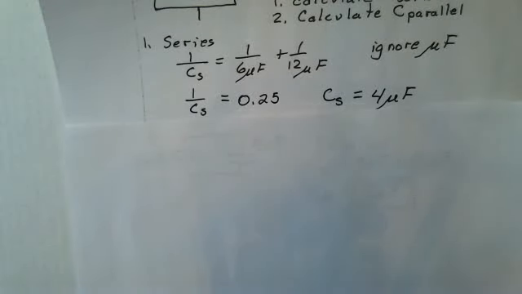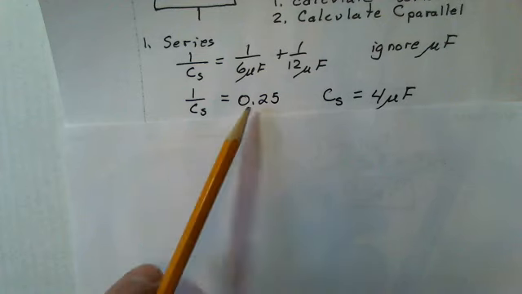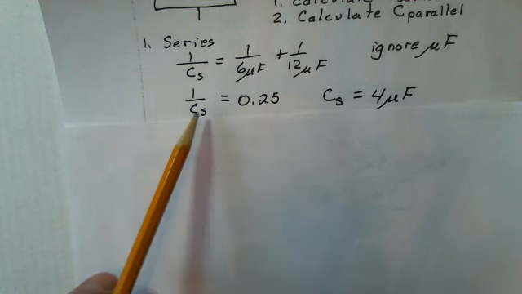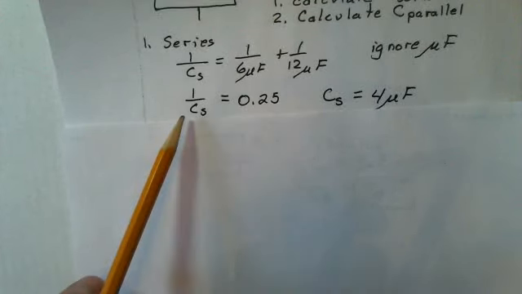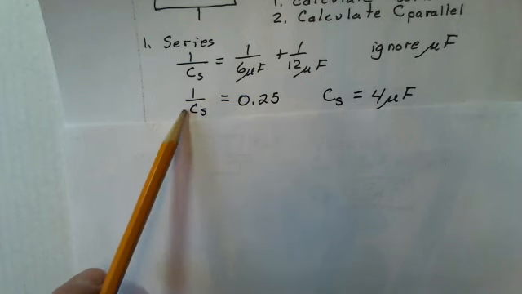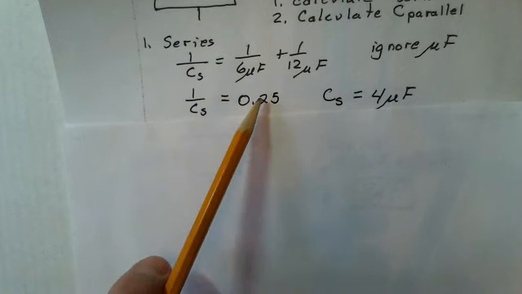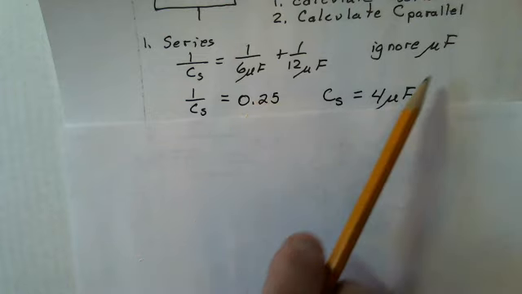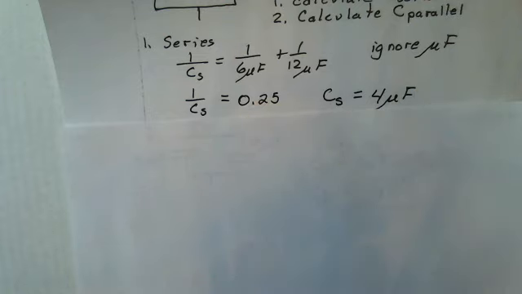You should pause the video and do that calculation, make sure you get that. And then don't forget the step that this is not CS. We have to do a reciprocal, invert both sides, so we get CS over 1, and we have to get 1 over 0.25 on the right side. That gives a 4, and we reattach the microfarads. The series equivalent is 4 microfarads.